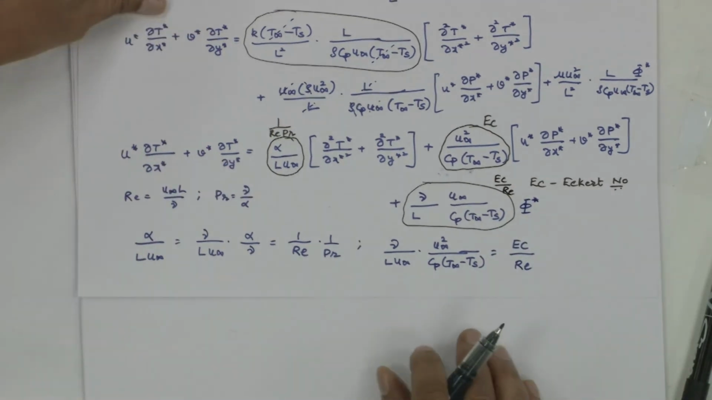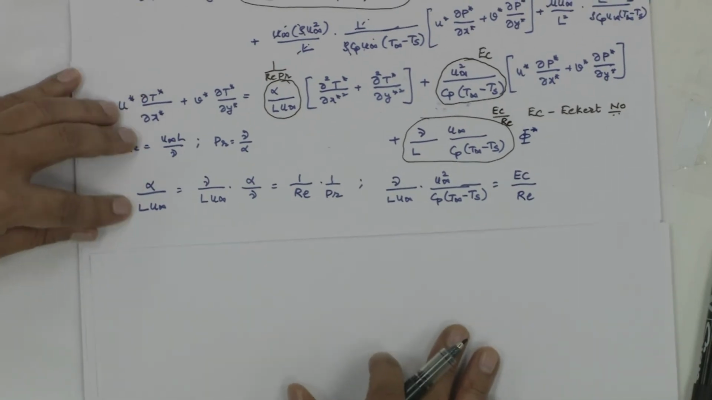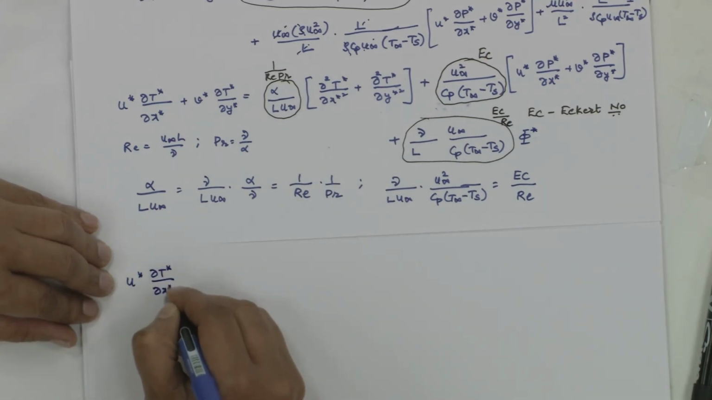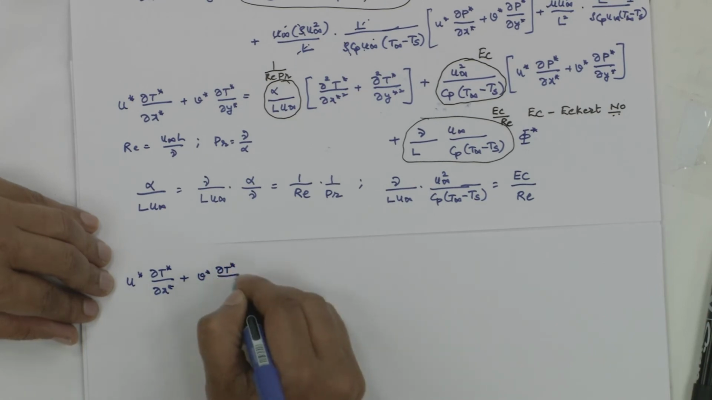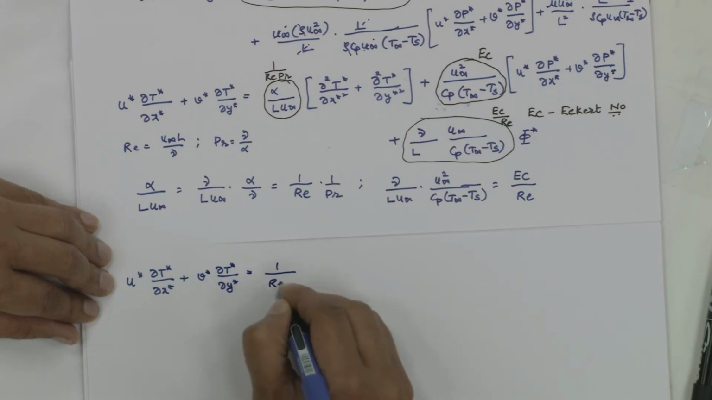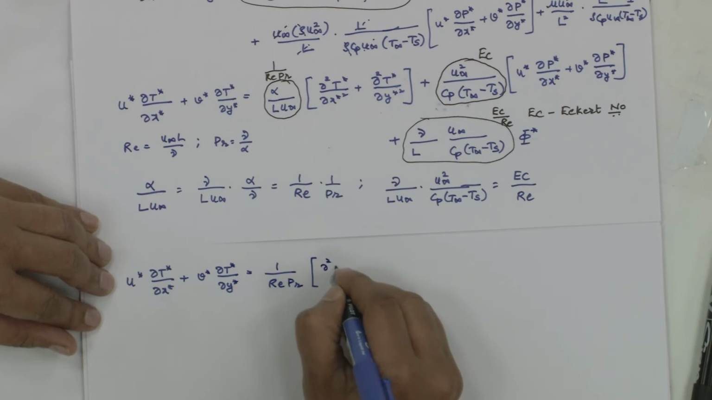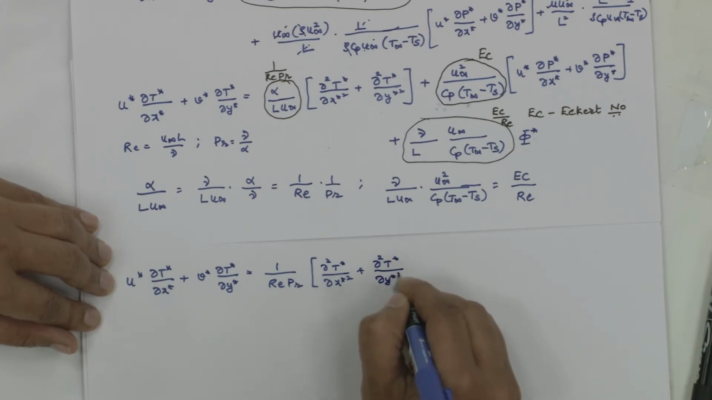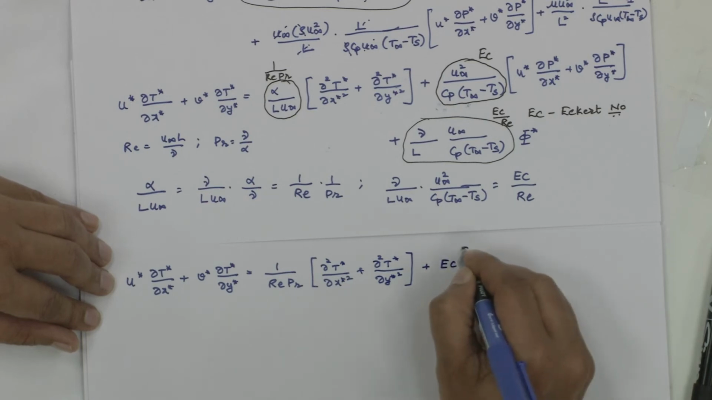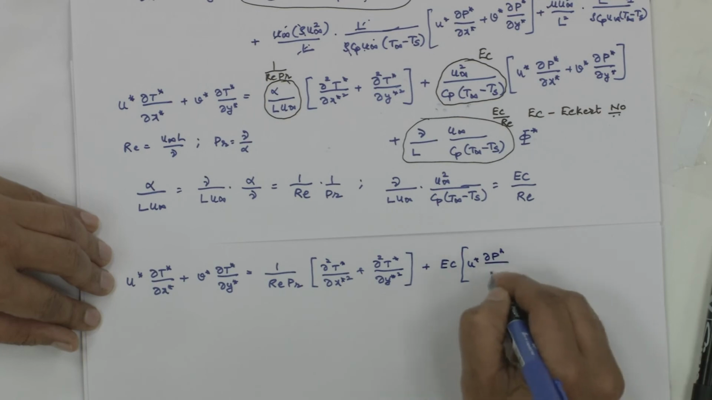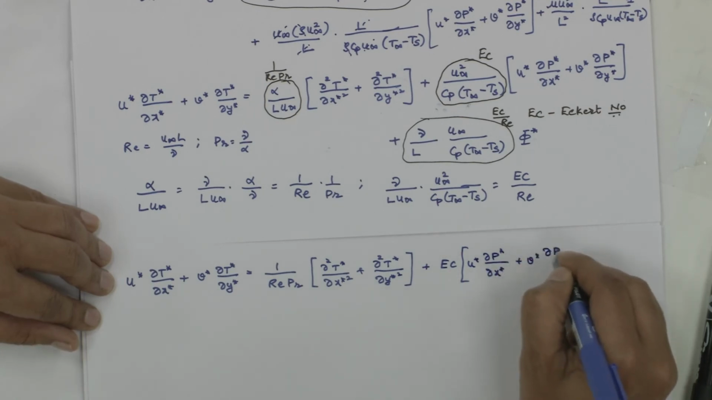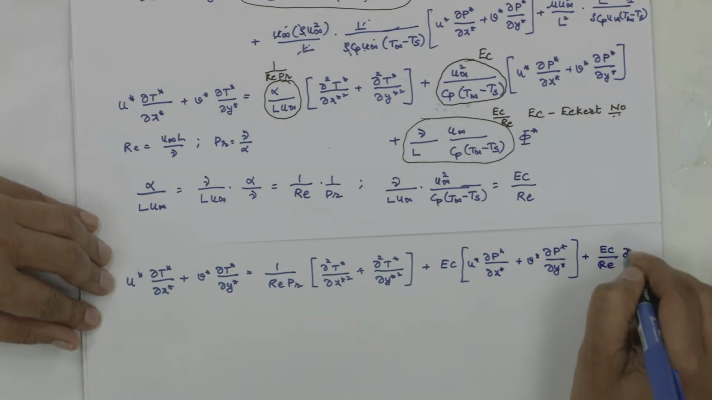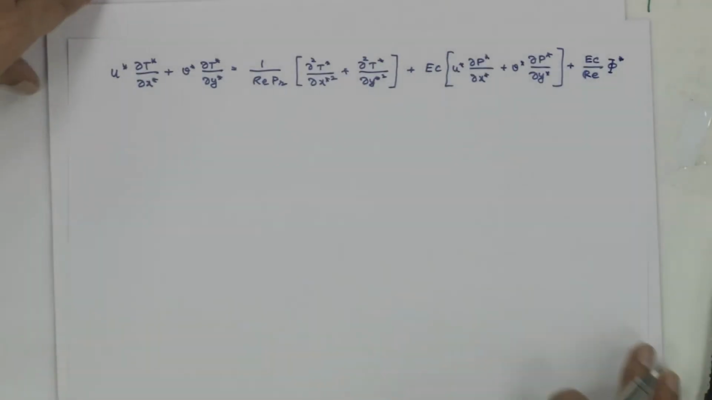So, let me rewrite this equation now. What I have gotten is u star del T star by del x star plus V star del T star by del Y star equal to 1 by Re Pr into del squared T star by del X star squared plus del squared T star upon del Y star squared plus Eckert into U star del P star upon del X star plus V star del P star upon del Y star plus Eckert by Re into phi star. This is the equation we got.